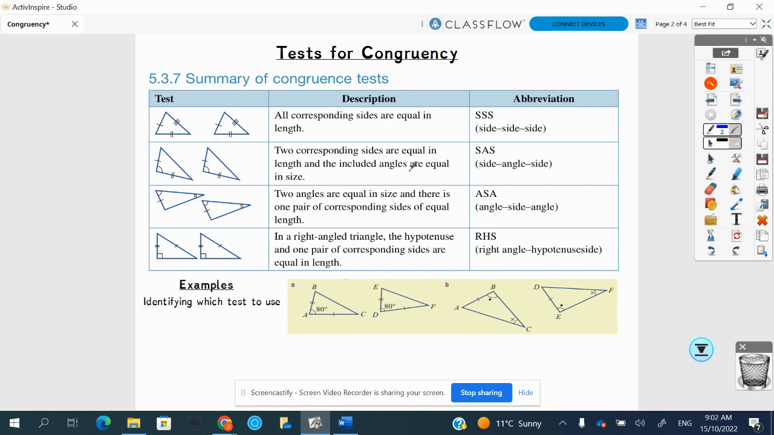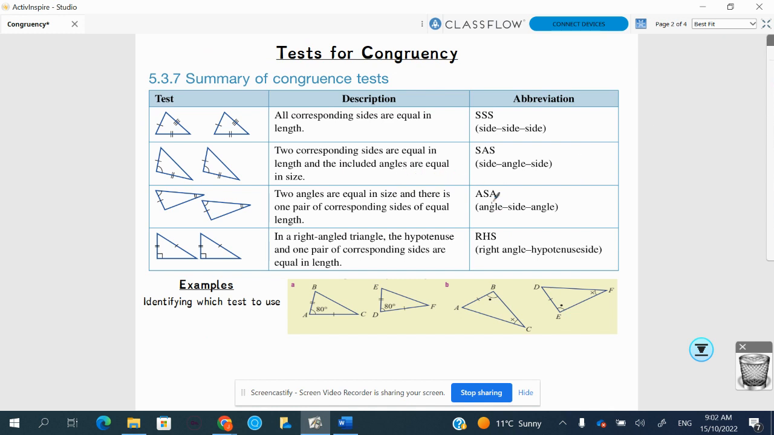What are the tests for congruency? We have four main tests that we use to prove congruency in triangles. The first one is SSS for short, and that refers to side, side, side. And this means that all corresponding sides are equal in length.